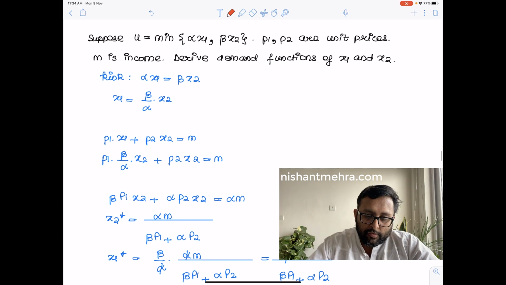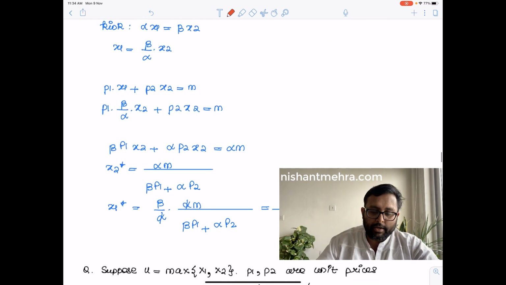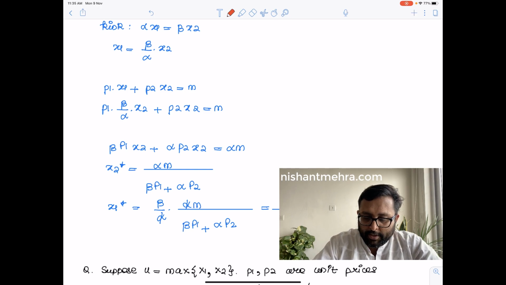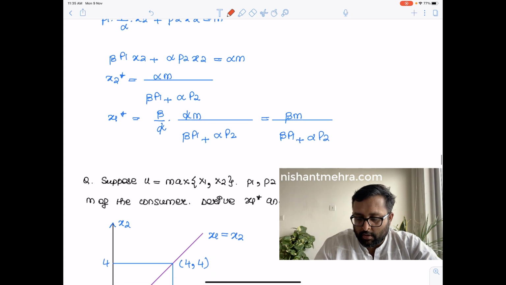Suppose U equals min of alpha x1, beta x2, P1, P2 are the unit prices, M is the income. Derive the demand functions for x1 and x2. Again, just the kink. Kink is defined according to this function at alpha x1 equals beta x2. You will get the value for x1 and just substitute that x1 back into the budget constraint to get x2, the same thing which you have done for min of x1, x2. I'm just giving you one extra question, that's it. And you get x2 star as alpha M upon beta p1 plus alpha p2 and x1 star as beta M upon beta p1 plus alpha p2. Nothing much in this.